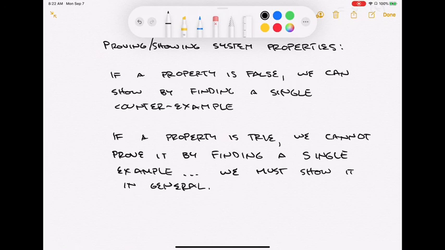So in other words, the technique that we might use to show something false, finding a counterexample, is going to be inherently different than the way we might try to prove something true, because a single example of something holding true is not enough to guarantee that it holds true in all cases. So that is definitely something we'll want to think about when we're trying to prove or show system properties.